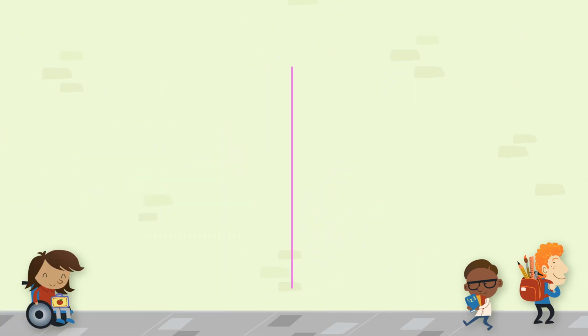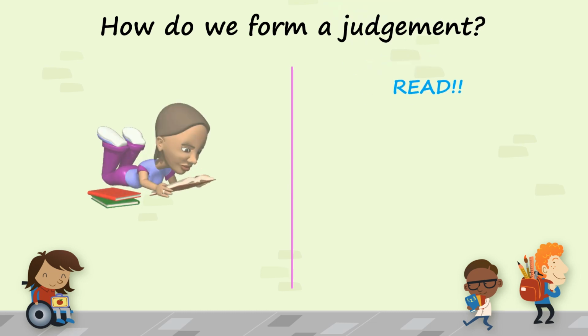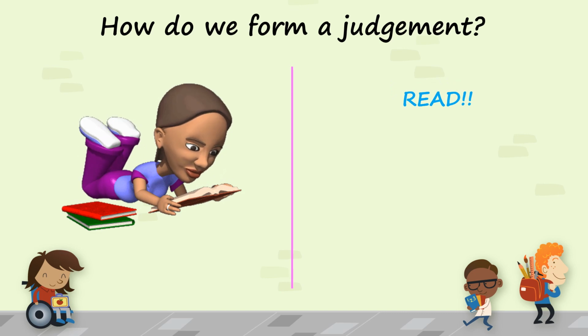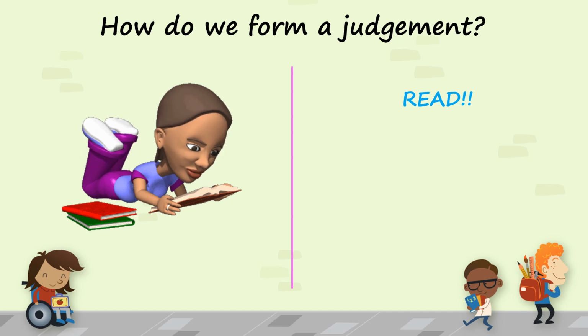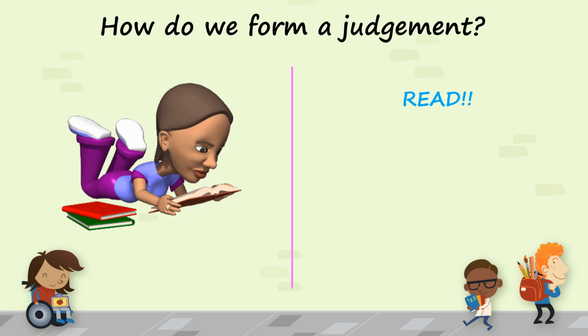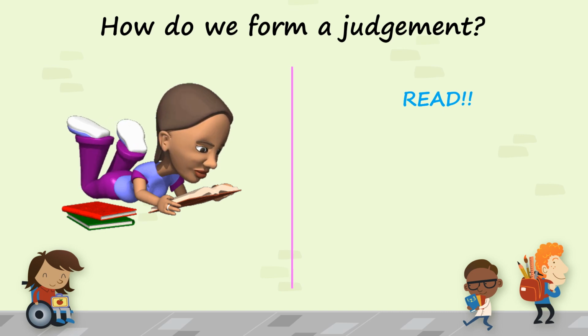Repeat this out loud. How do we form a judgment? Well, thank you so much for asking. Making judgments takes 4 easy steps. Step 1. Read. Not only is it important for you to read the passage, but it is also important to reread the passage. We miss things. When you read the passage for a second time, read to understand.